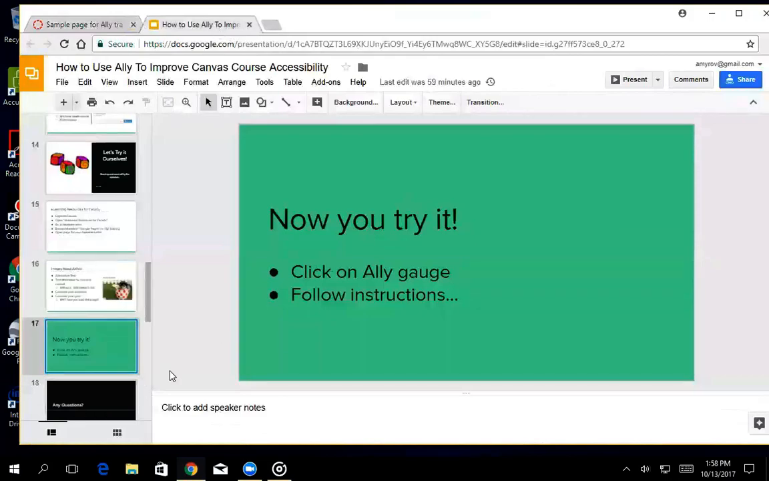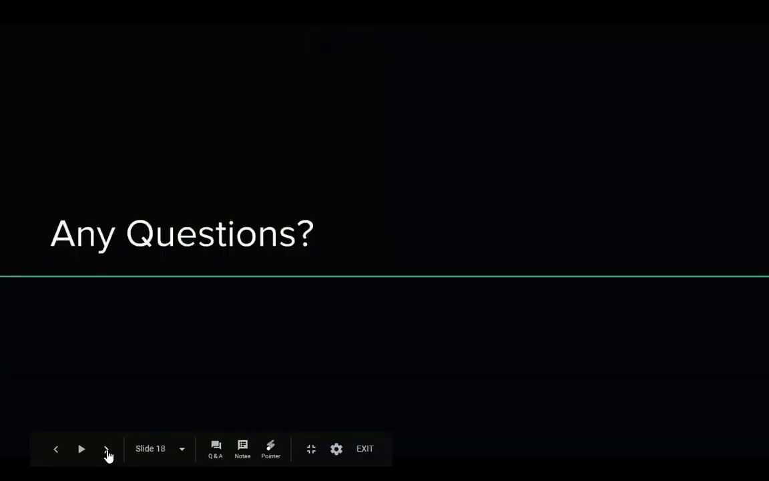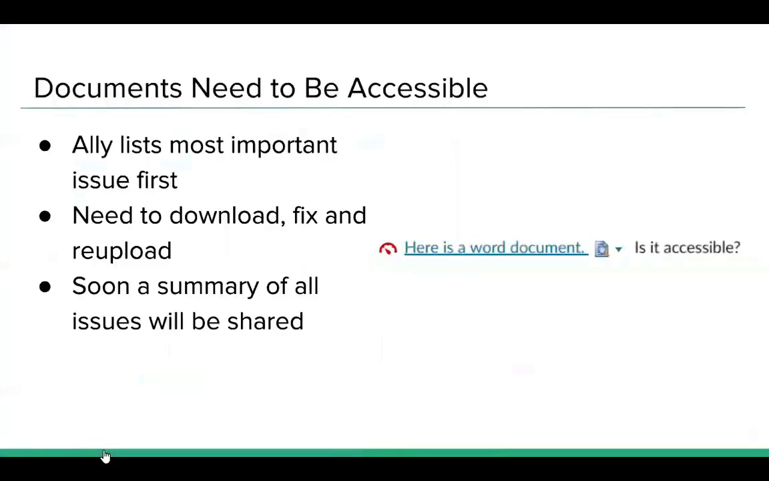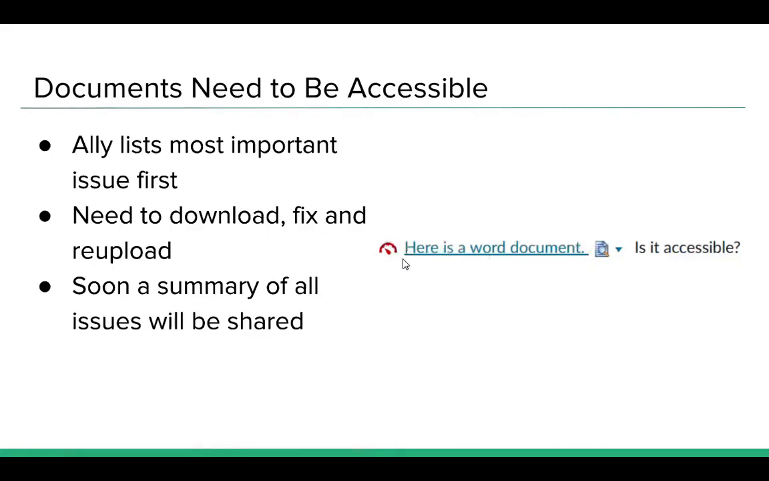Okay, so now we've tried it. So we went through any questions. All right, so then the other thing Ally is focusing on right now is anything you've uploaded into your course. So your documents need to be accessible. So on that page I've given you, you have something that says, here's a Word document. It's linked there. And there's another one of those red gauges. So that tells us it's not accessible and it has some issues.